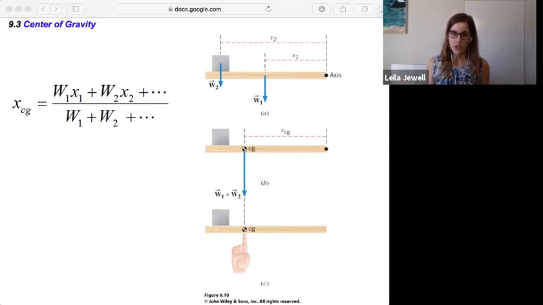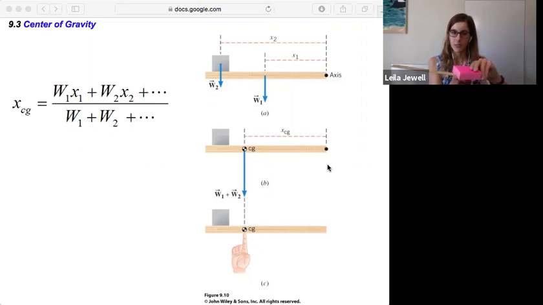To find that, we can use this equation, which you'll notice looks very similar to our center of mass equation. This is x_cg for the center of gravity. It's equal to the weight of one object times its distance, x1, plus weight 2 times its distance, and so on. This is different from the lever arm. It's just the distance from our reference point, such as the axis. You add up all the weights times their distances and divide by the total weight. That will give you the center of gravity relative to that same reference point. And at that point, it should all balance out.